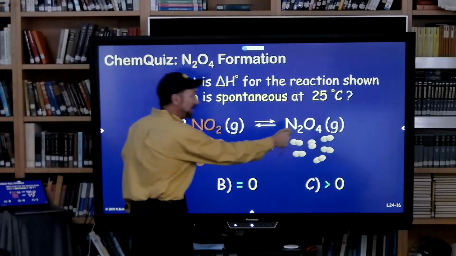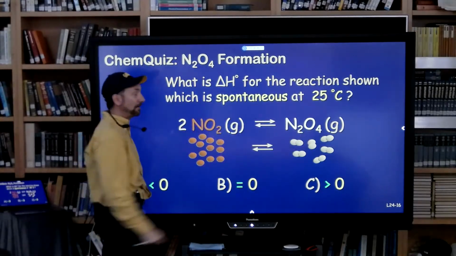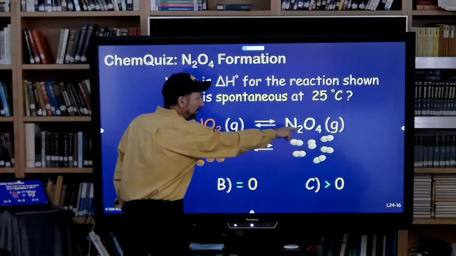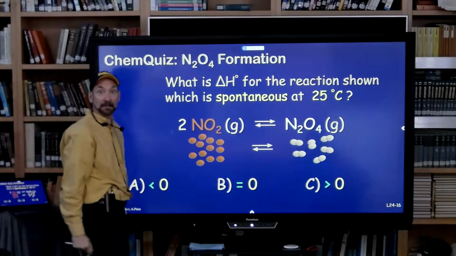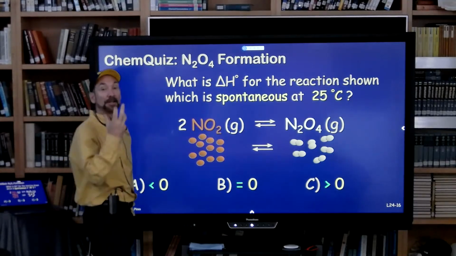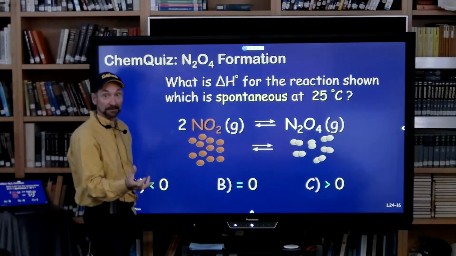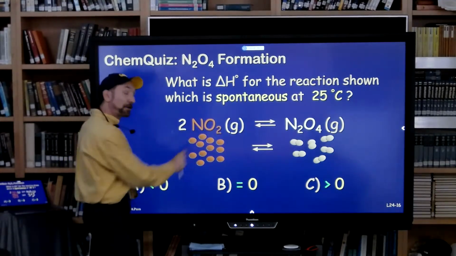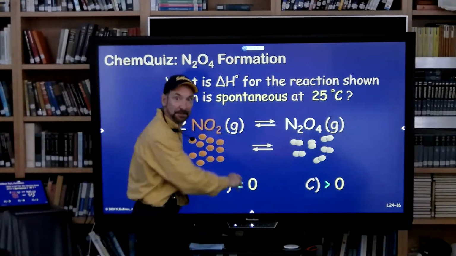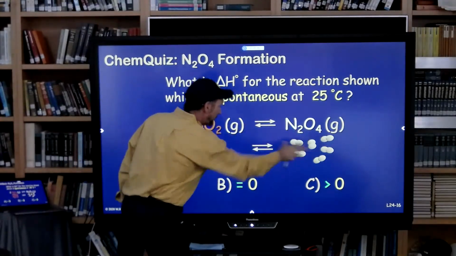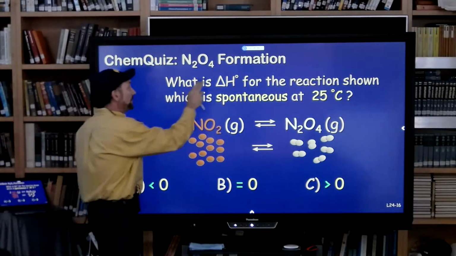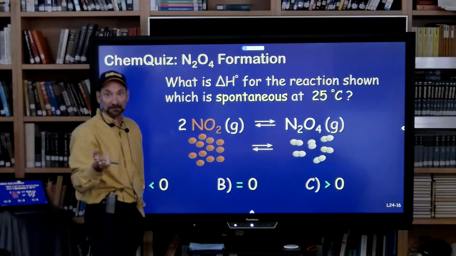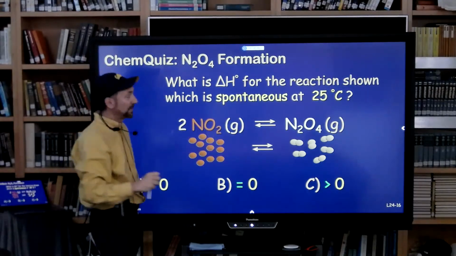These are both gases, so I have to have 1 atmosphere of this dimer, N2O4, and 1 atmosphere of pressure of the reactants. I'm comparing those two states. Not the initial state where it's all products, not the final state where it's a mixture, this artificial state. So this is the number you'd get from tables where you take standard state enthalpy, products minus reactants.